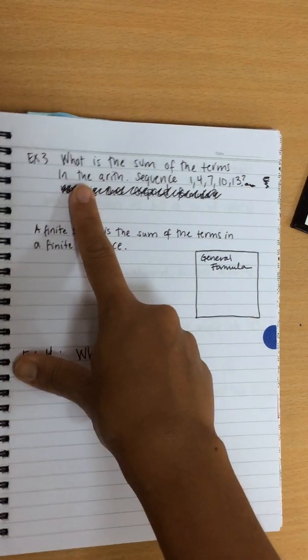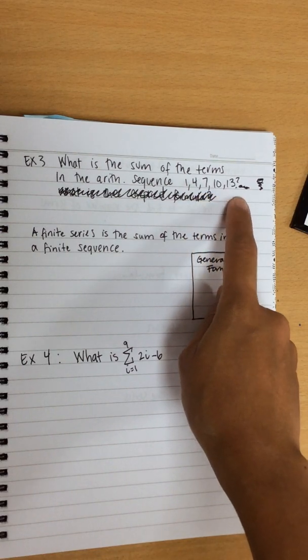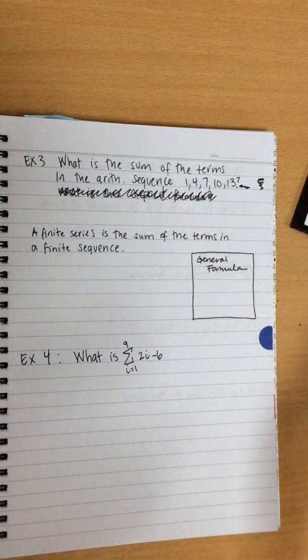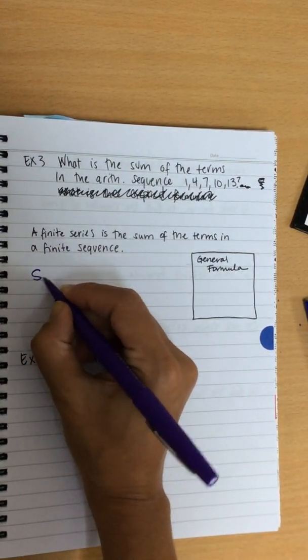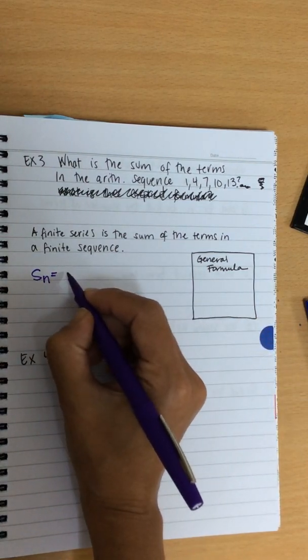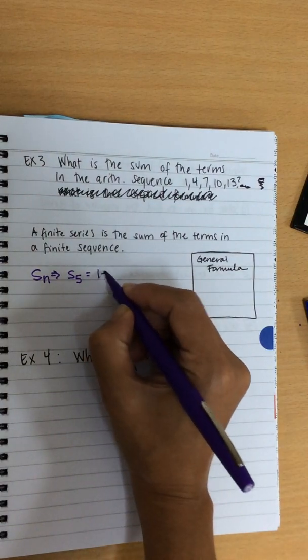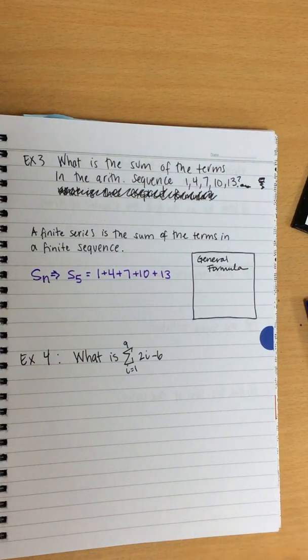So here's our next example. What is the sum of the terms in the arithmetic sequence 1, 4, 7, 10, and 13? We are lucky because this sequence is finite and only has 5 terms. So we can totally find the sum. Let's do it. Let's call it the sum of the first 5 terms. So actually we can replace this with S sub 5 is going to be whatever 1 plus 4 plus 7 plus 10 plus 13 is.